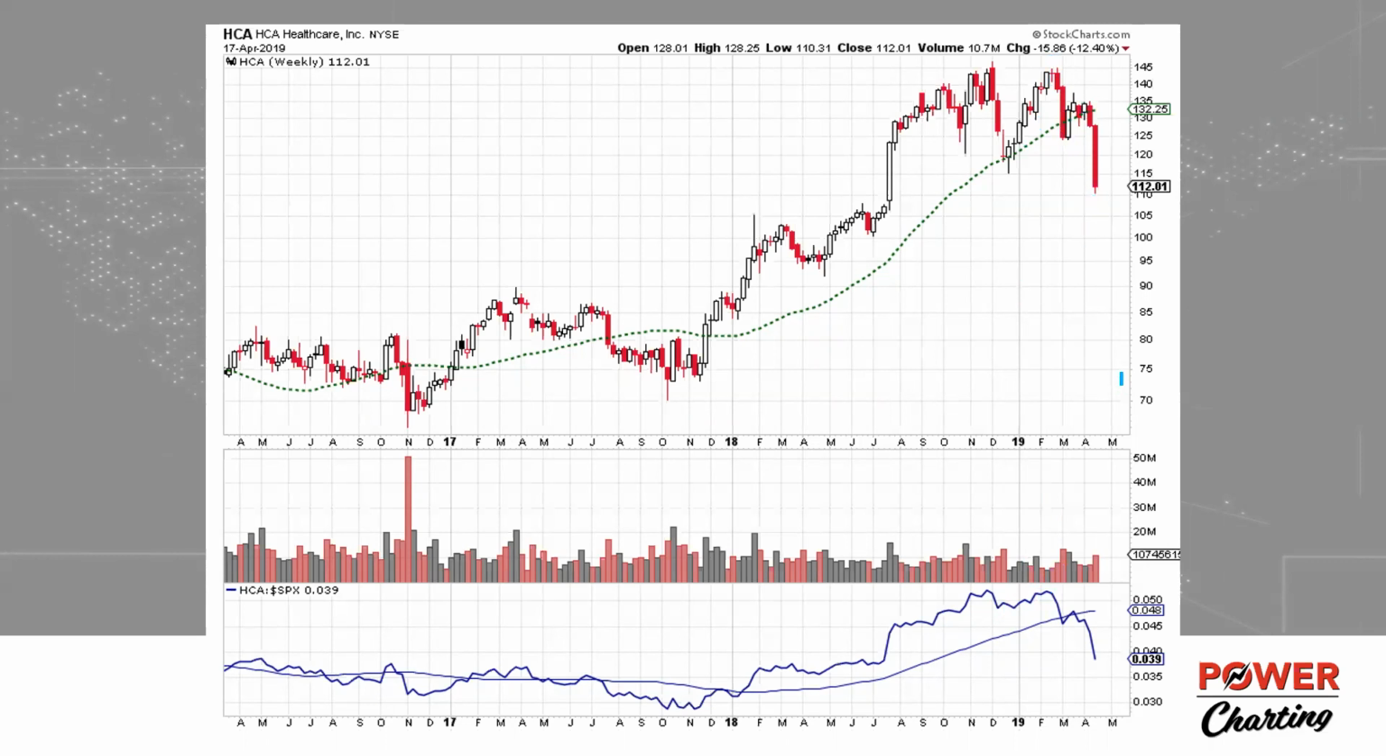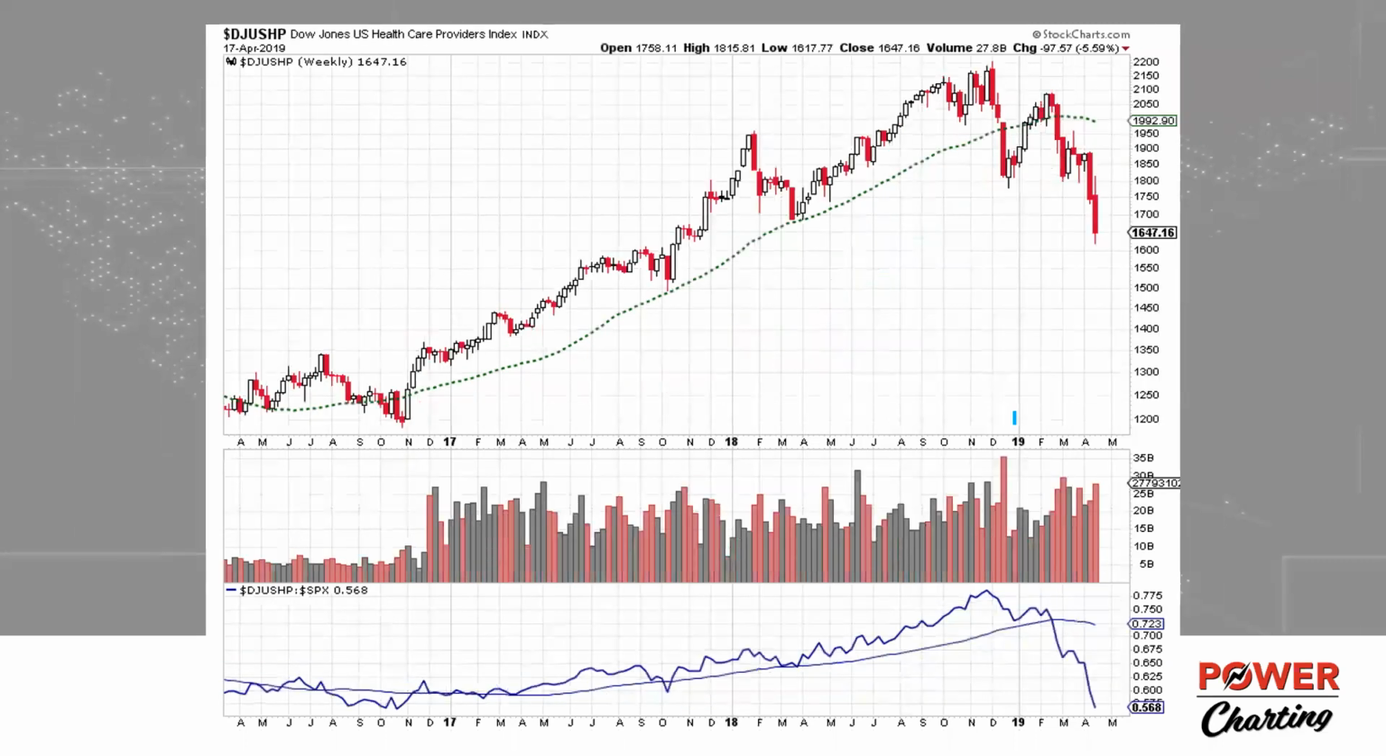Well, this is sudden and sharp. Well, notice the relative strength really falls apart here. So something's at work, and we want to explore this.